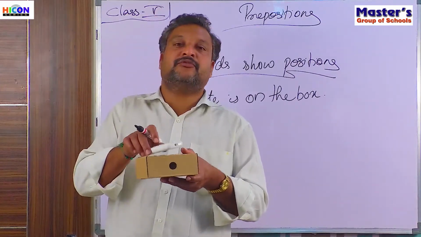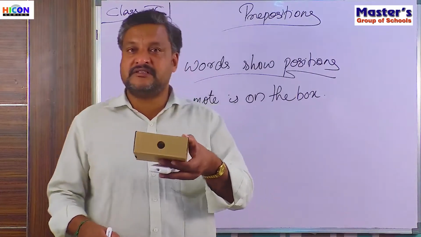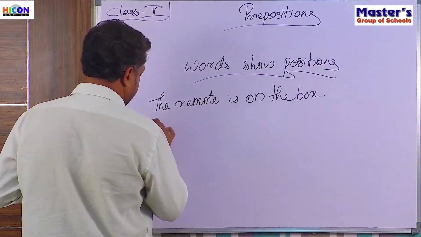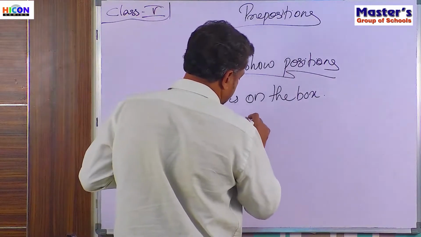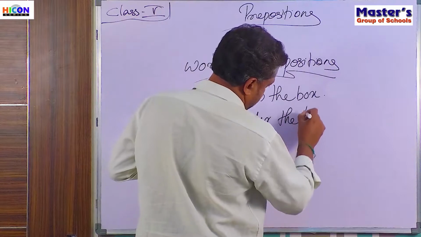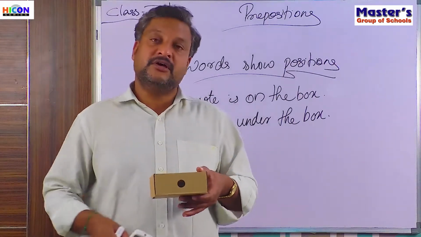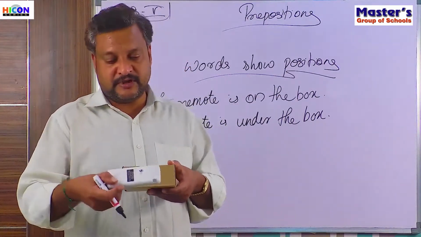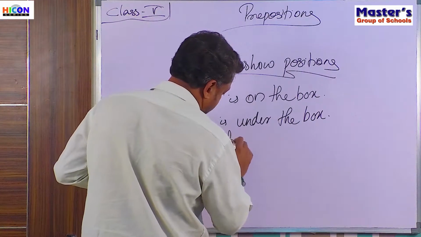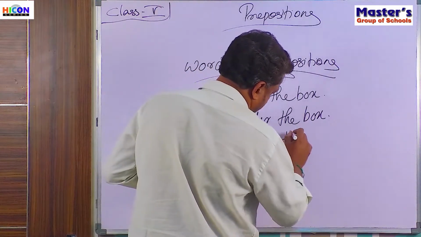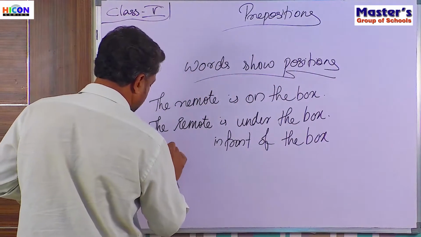Now, if I keep the remote here, what can we say? The remote is under the box. The remote is under the box. If I keep the remote here, then we can say the remote is in front of the box.